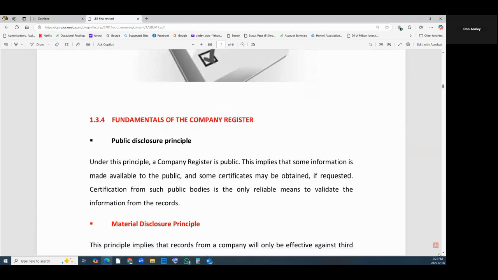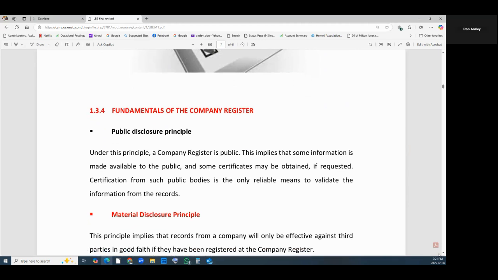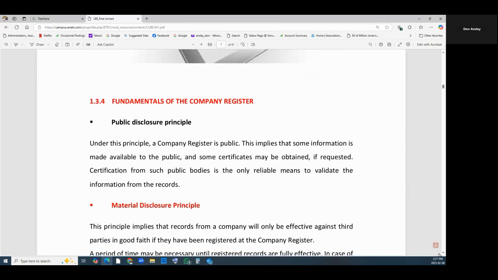The fundamentals of the company register: public disclosure principles. Under the principle that the company register is public, some information is made available to the public and some certificates may be obtained if requested. Certification for such public bodies is the only reliable means to validate the information for the records.